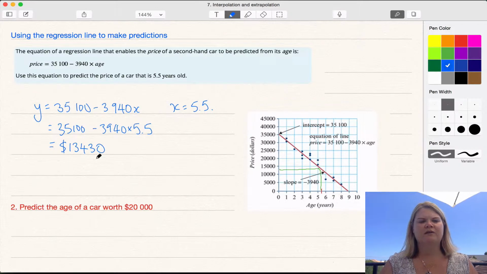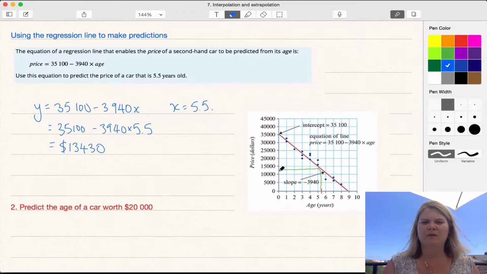And you should get 13,430. So you can see that would link up with what we expected on the graph, but we could never have accurately found that data point without actually working it out.